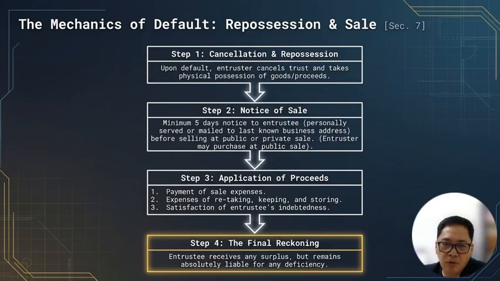If the entrustee defaults or fails to comply with any terms and conditions of the trust receipt, the entrustor has the right to cancel their trust at any time. Once cancelled, the entrustor can immediately take physical possession of the goods, documents, instruments, or any proceeds that have already been realized. So, step 2, notice of intention to sell.